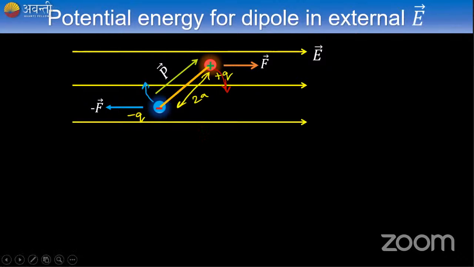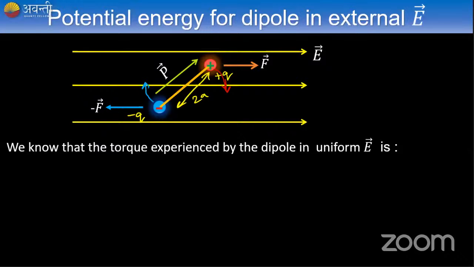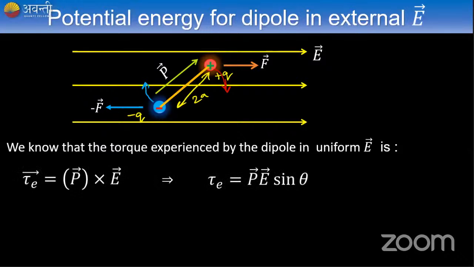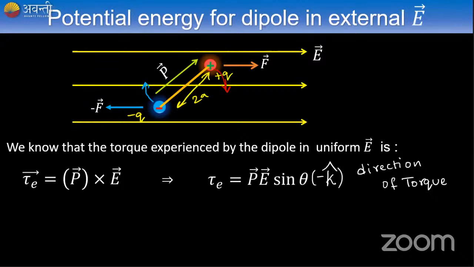So I should apply some torque, right? We know that the torque experienced by a dipole in a uniform electric field is tau equals P sin theta in the minus k cap direction, right? Now what happens if I leave the dipole as it is? It will try to rotate and stay there forever. If I don't want that to happen, what should I do?